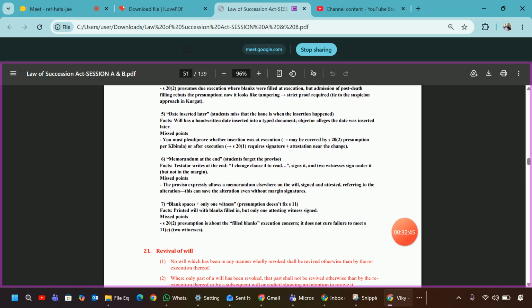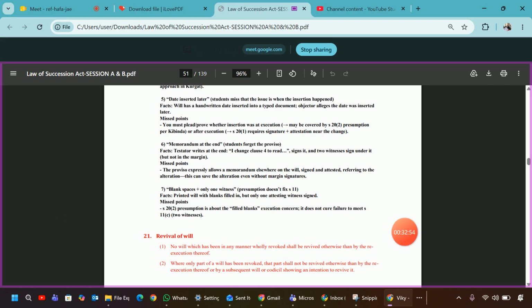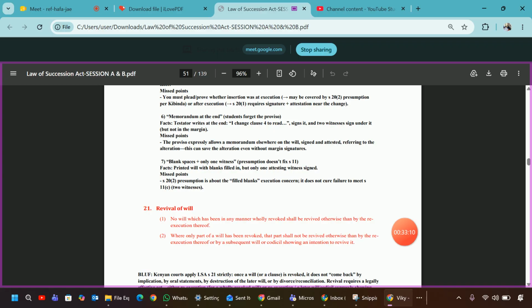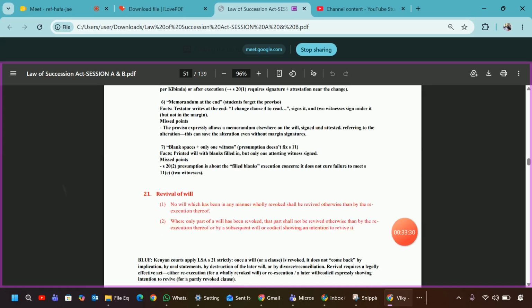So the other tricky situation: the testator writes at the end, "I change clause 4 to read...", then signs it, and two witnesses sign under it, but not in the margin. The provision expressly allows a memorandum elsewhere on the will, signed and attested, referring to the alteration. This can save the alteration even without margin signatures. Lastly, we have a printed will with blanks filled in, but only one attesting witness signed. Section 22's presumption is about the filled-blanks execution concern. It does not cure failure to meet Section 11(c) on two witnesses.